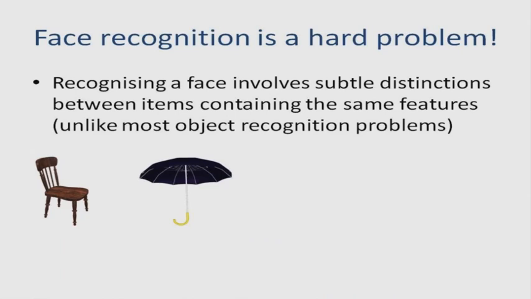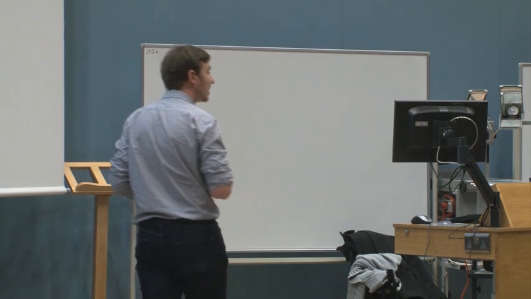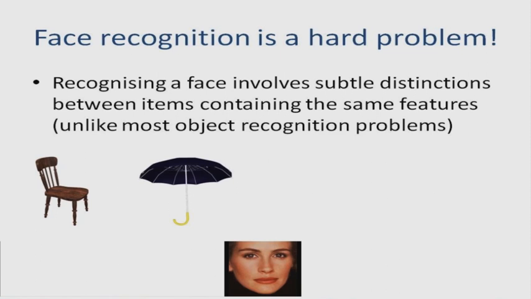So unlike most object recognition problems, where we're recognizing a class of objects, chairs versus umbrellas, recognizing a particular individual's face involves a very subtle distinction between items which contain the same features. As I said, we all have eyes, noses, mouths, but something about the relationship between those features, even though it's subtle, allows us to recognize a particular person. So I could show you a face like that, and I could say, who's that? Can anybody recognize who that is?